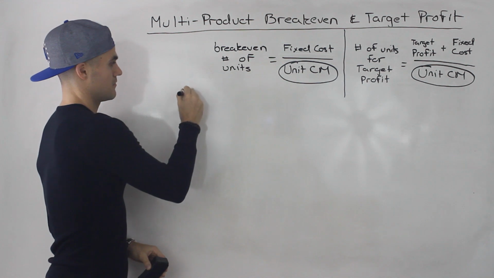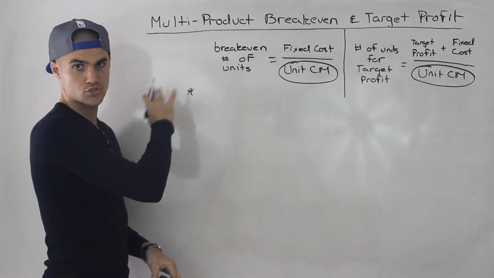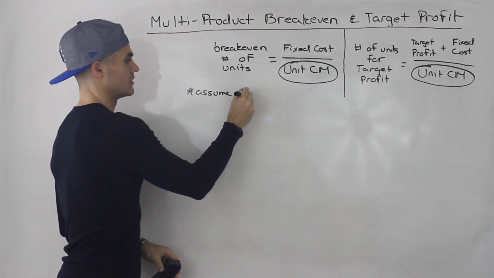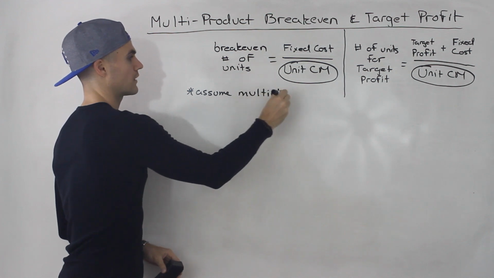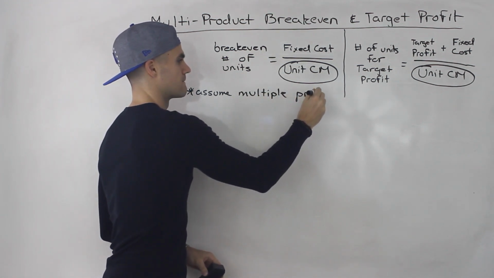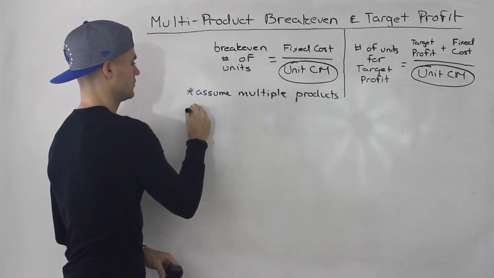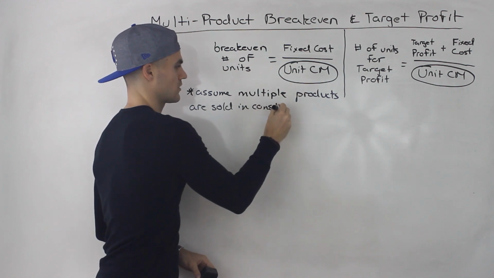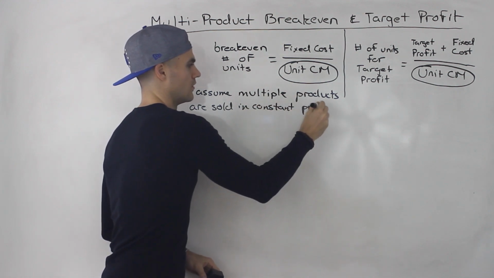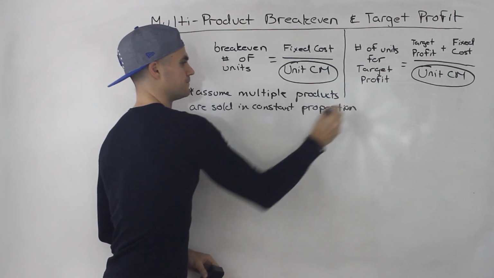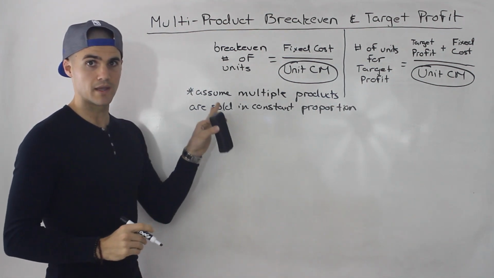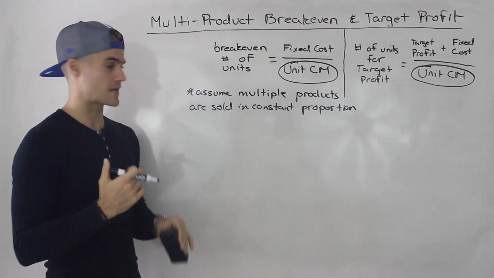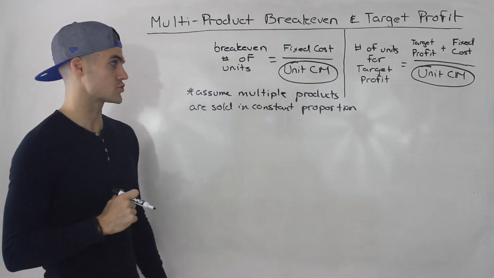And before getting into it, what we have to assume with all of this is that the multiple products are sold in constant proportion to each other. Right? That's the assumption we have to make when we're making multi-product calculations. We have to assume the multiple products that the firm is selling are sold in constant proportion.